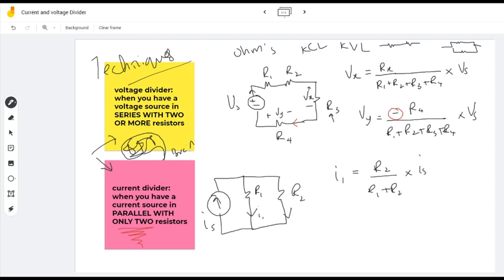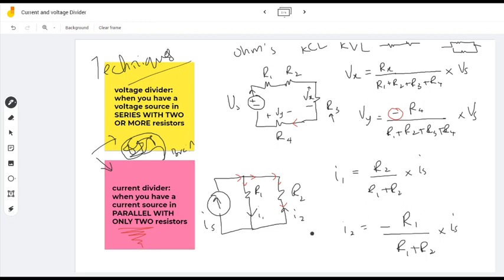If I want I2 instead, why not we do in the opposite direction? If I want I2 instead, it's given to you the variable in that sense. I2 is opposing the direction of Is. When current enters, current should leave, right? It's opposing the direction of the current coming from the source. So I2 in that sense will be negative opposite resistor, which is R1 over R1 plus R2 multiplied by Is.